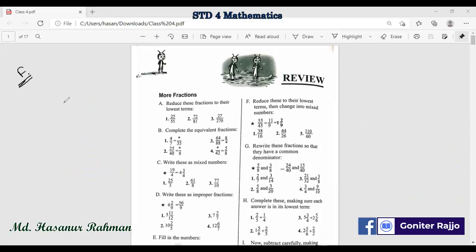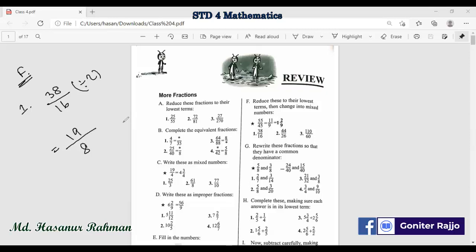Now, number F. Number F says, reduce these to their lowest terms, then change into mixed number. Number 1, 38 by 16. We can divide 38 and 16 both by 2. Why? Because both are even numbers. 38 by 2, that is 19. 16 by 2, that is 8. Now we cannot divide. Why? Because 19 is a prime number. So for that reason, we cannot divide 19 by 8.